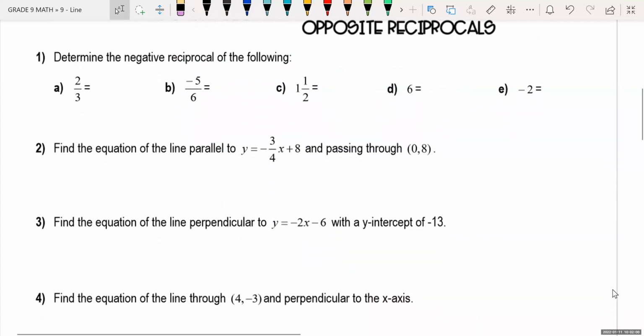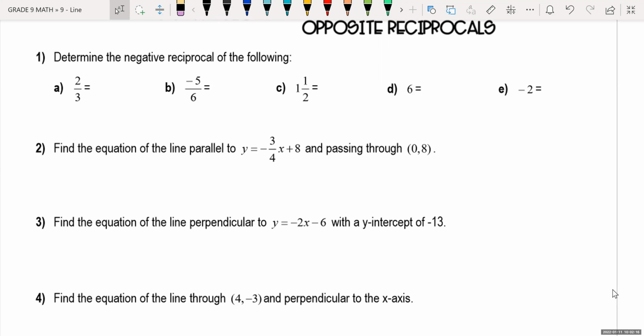Determine the negative reciprocal of the following. So first, we're just going to practice flipping things around. Okay, again, I want to see a lot of answers in the chat. I will wait until people answer. I want at least 2 people to answer every question before I go on.